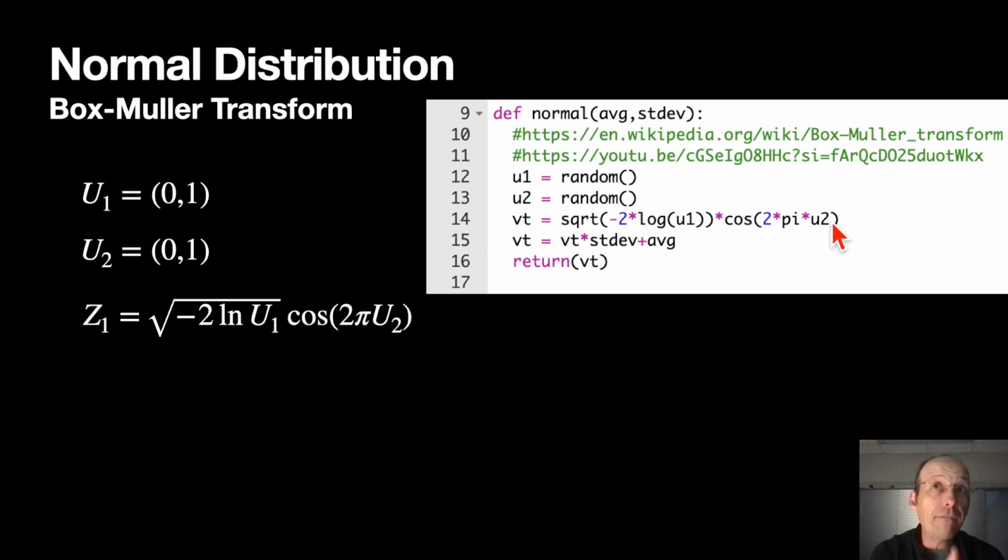But it won't have the right average, and it won't have the right standard deviation. This will have an average of 0. So I can shift it to the average by adding that average, and then I can give it the right standard deviation by multiplying by the standard deviation.